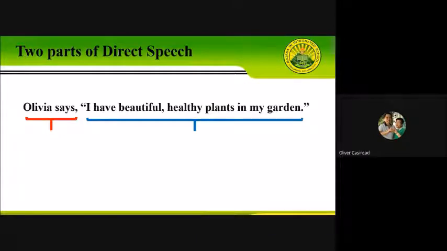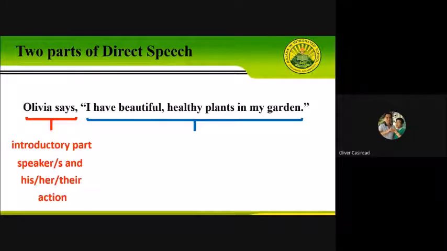Likewise, we also discussed that there are two parts of the direct speech. Now, in the given sentence, it was divided into two parts. The first one is your introductory part, which, take note, contains the speaker or the speakers and his or her or their action. In this given sentence, Olivia is the speaker and says is her action. So aside from the introductory part, we have the quoted part. And the quoted part is what the speaker or the speakers mentioned.